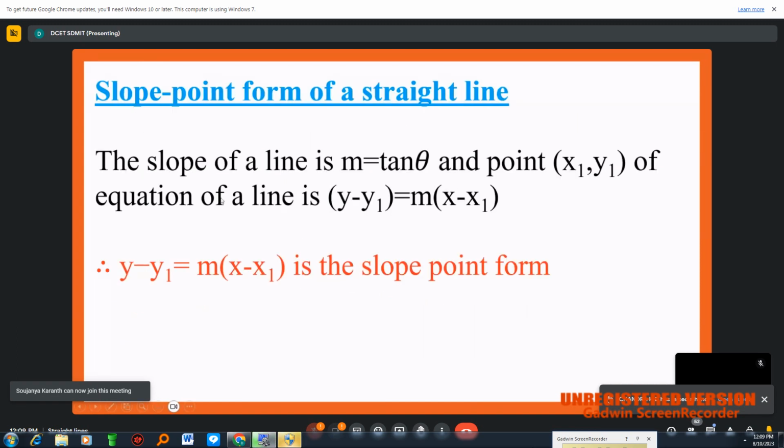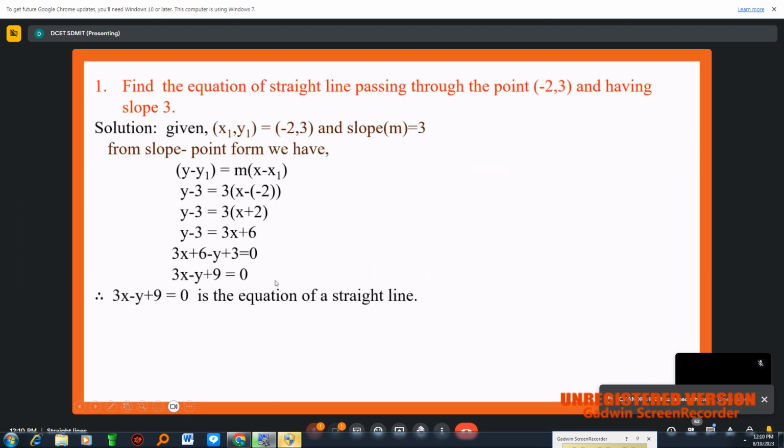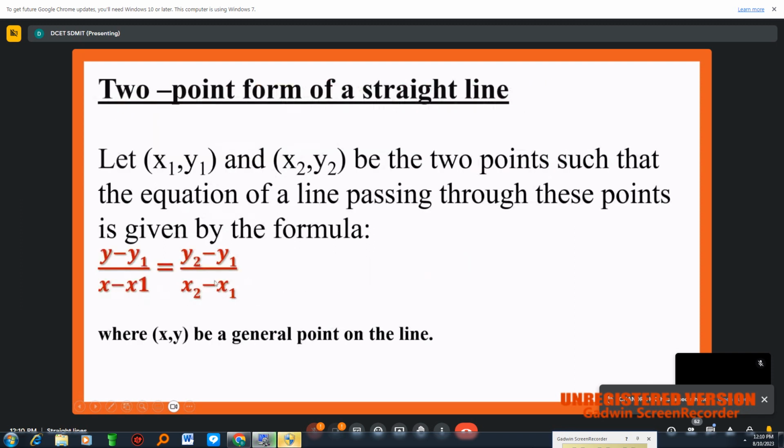And then if the slope and one point are given, the formula is y minus y1 is equal to m into x minus x1. And for the two-point formula, if they give two points, the formula is y minus y1 divided by x minus x1 is equal to y2 minus y1 divided by x2 minus x1.